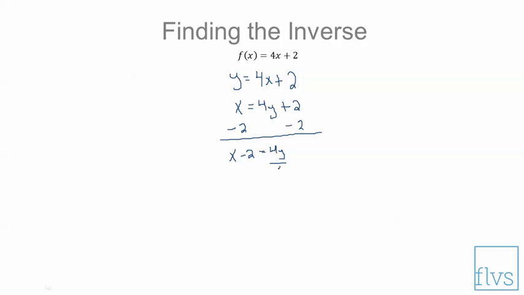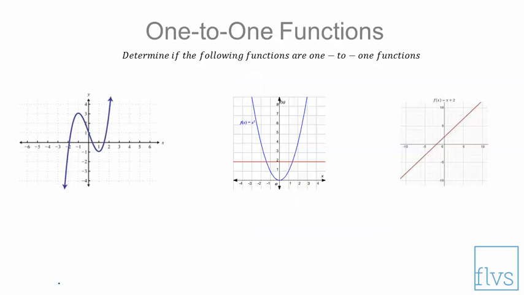And then divide by 4 on both sides. And that gives me y is equal to x minus 2 all over 4. That's my inverse. But the last thing is we want to make sure we put it in the correct notation. So the inverse function, f negative 1 of x, is equal to x minus 2 over 4. And again, no matter how complex the problem looks, the process for finding the inverse remains the exact same.